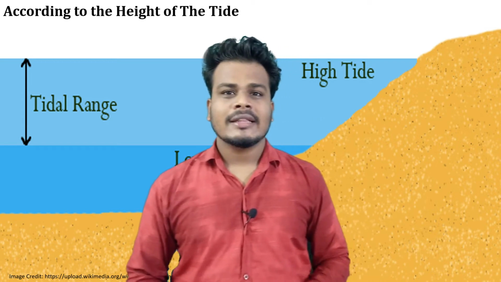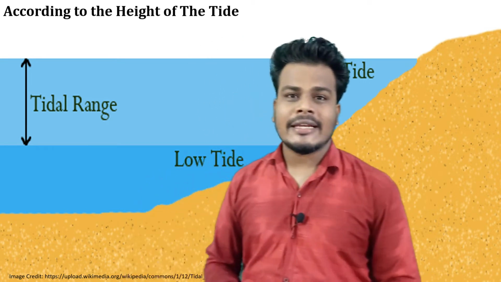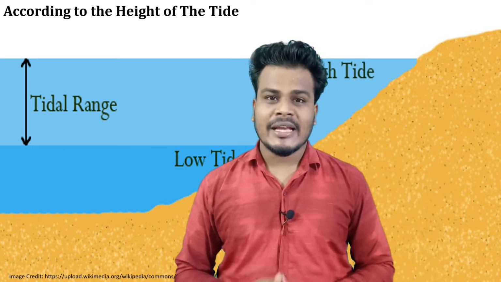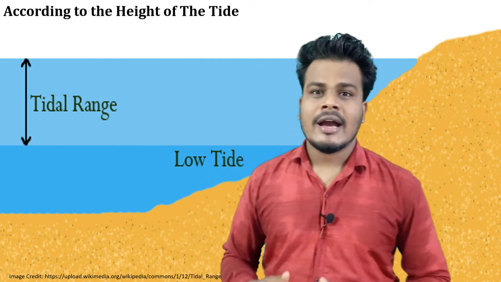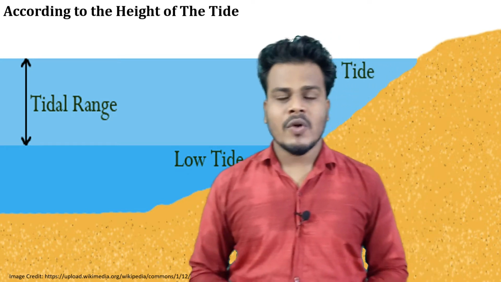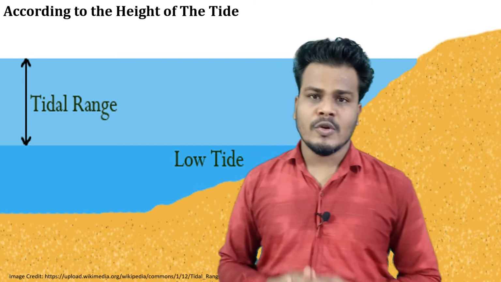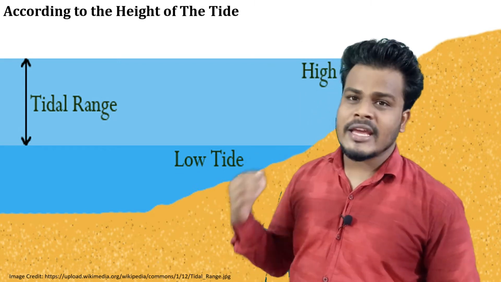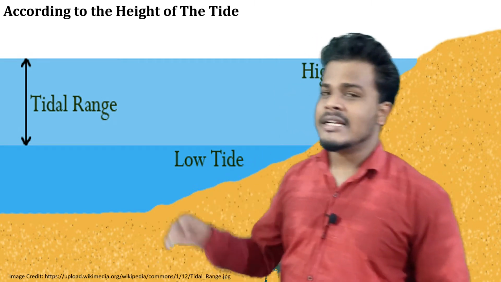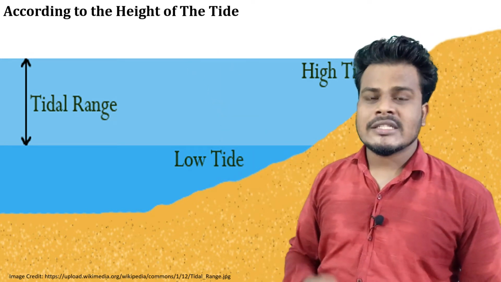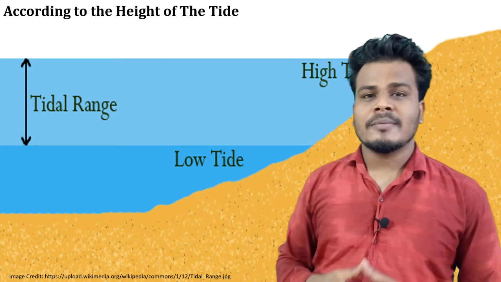According to the height, the tides are classified into high tides and low tides. The sea water, when it reaches its maximum height, is known as high tide, whereas the sea water, when it reaches its lowest height, is known as low tide. So high tides are the areas where sea water is at its maximum height, whereas low tides are the areas where sea water reaches its minimum height.